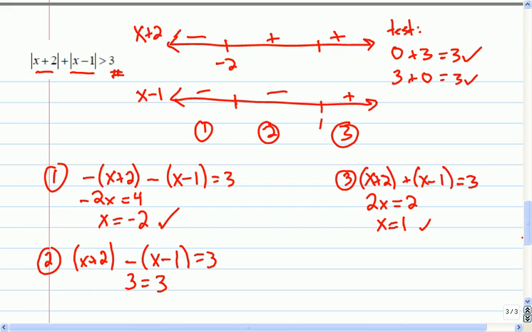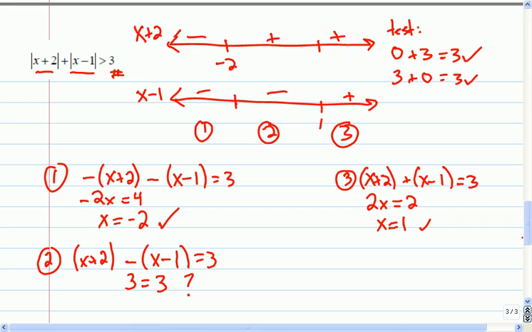What does this mean? What do you think that means? So in region number 2, it tells me that 3 equals 3. Connor, you want to take a stab at it?